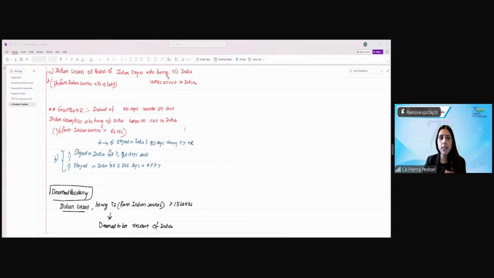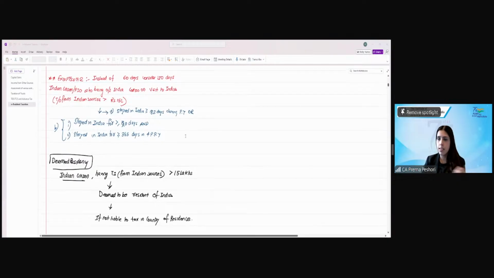Now there is something called the concept of deemed residency. Any idea about that? What is it? Who is the person who is a deemed resident? Ma'am, an Indian citizen having total income greater than 15 lakhs, but not liable to tax in the country of residence. Correct. So any Indian citizen, here they do not use the word PIO, only the word Indian citizen.